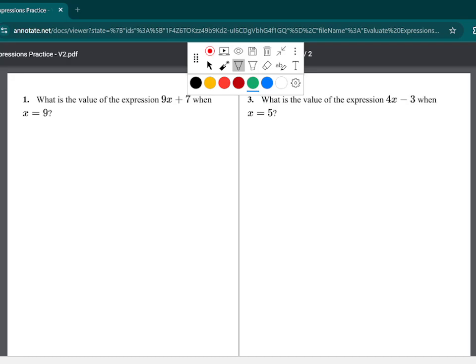Hello friends, today we are looking at evaluating expressions for a particular value. So you've seen this before, hopefully you have an idea of how to do it, but if you forget, that's what this video is for.